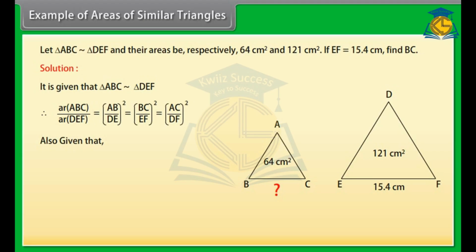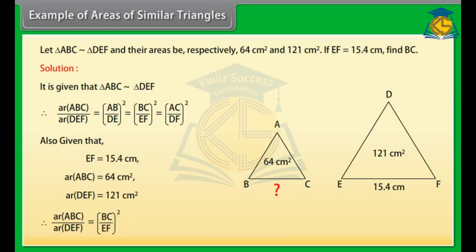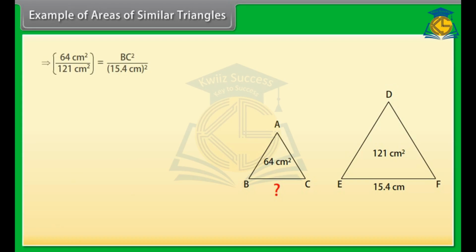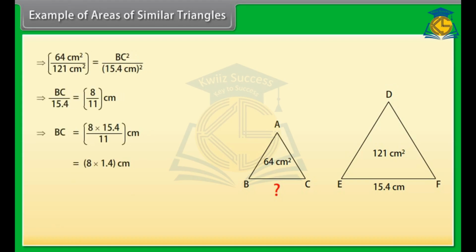Also, given that EF equals 15.4 centimeter, area of triangle ABC is 64 centimeters square and area of triangle DEF is 121 centimeters square. Therefore, area of triangle ABC upon area of triangle DEF is equal to BC upon EF whole square. Now, by substituting and calculating the values, we get BC as 11.2 centimeter.